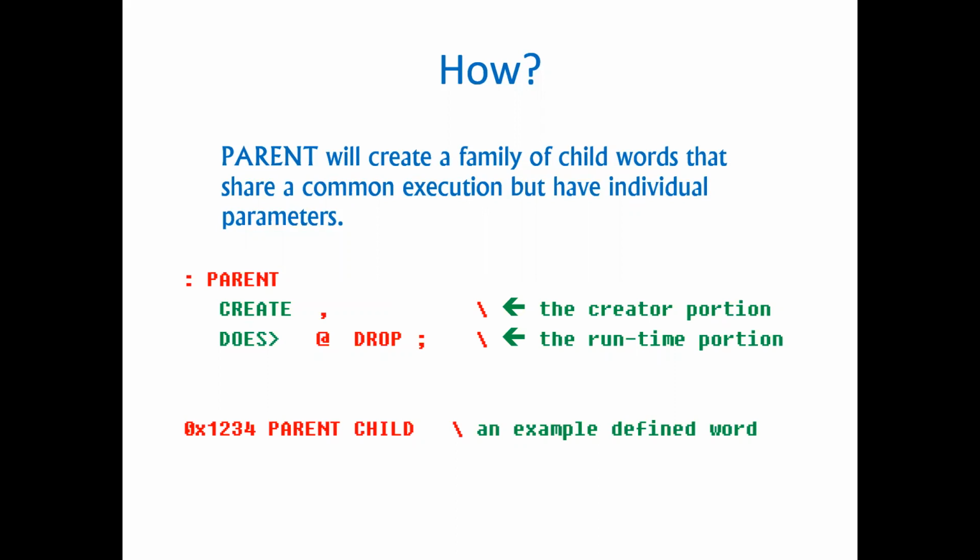Here's an example. It's a silly word that really doesn't do anything, but we're defining the word parent, which uses create and comma. This will create a child word, and it will save a parameter for that word. The does part will be executed for that child word. So when child executes, it will do a fetch and a drop.